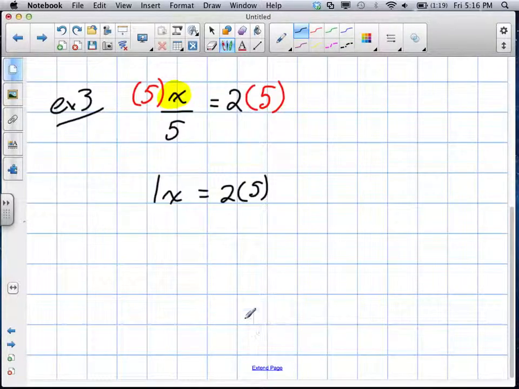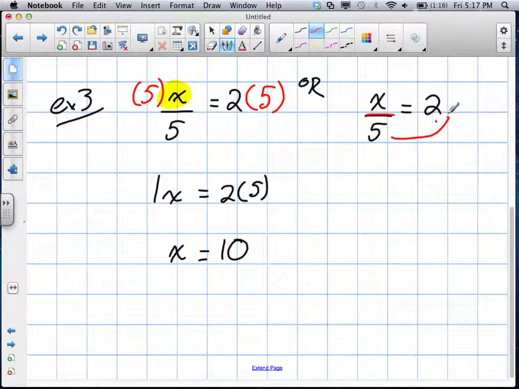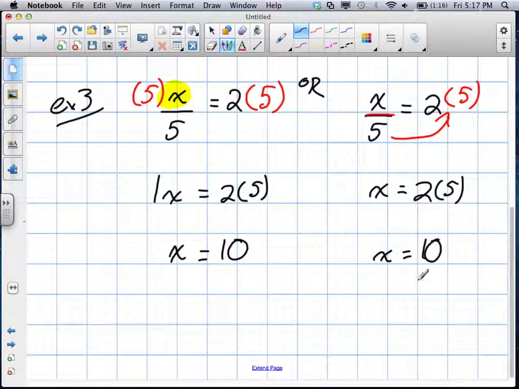What's 1 times x? Just x. And then 2 times 5 gives us our 10. So the faster way of doing this: x divided by 5 is equal to 2. To move this over, because this is divided, when I move it over, it just becomes multiplied by. So I get x equals 2 times 5. X equals 10. Okay?